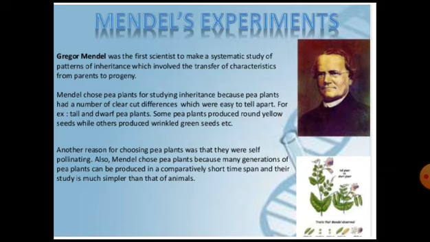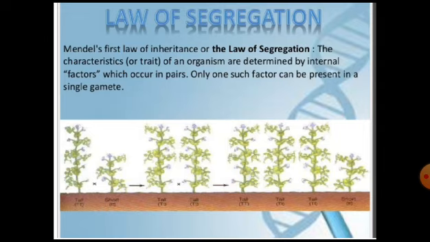Another reason for choosing pea plant was that they were self-pollinating. Also, Mendel chose pea plants because many generations of pea plant can be produced in a comparatively short period of time and their study is much simpler than that of animals. On the basis of his experiments, he put forward various laws which are known as Mendel's laws of genetics.